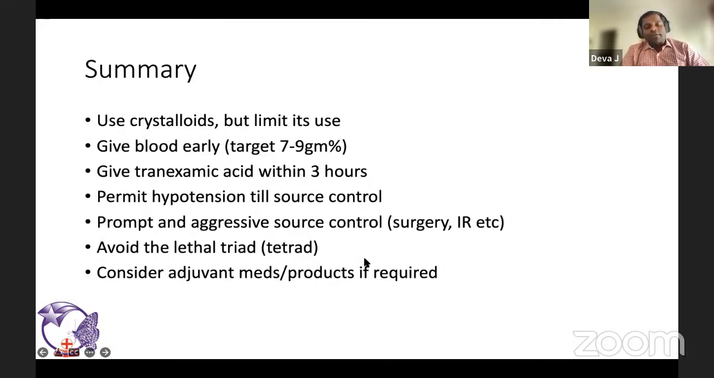Try and avoid the lethal triad, get them out of that vortex. I don't know whether it's a tetrad, but I still go with the triad for now. Consider the adjuvant medications and products if required.